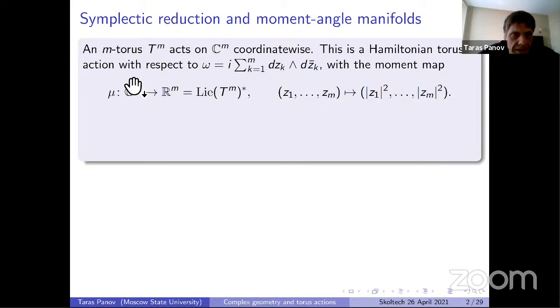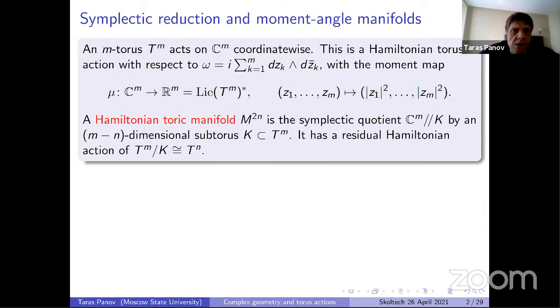So the moment map takes the space on which the torus acts to the dual Lie algebra of the torus. Excuse me, it's not a weighted action? On each coordinate, you just multiply. If you have coordinates T1 through Tm, you just multiply Zi by Ti, without any weights. Yeah, the weights will appear very soon.